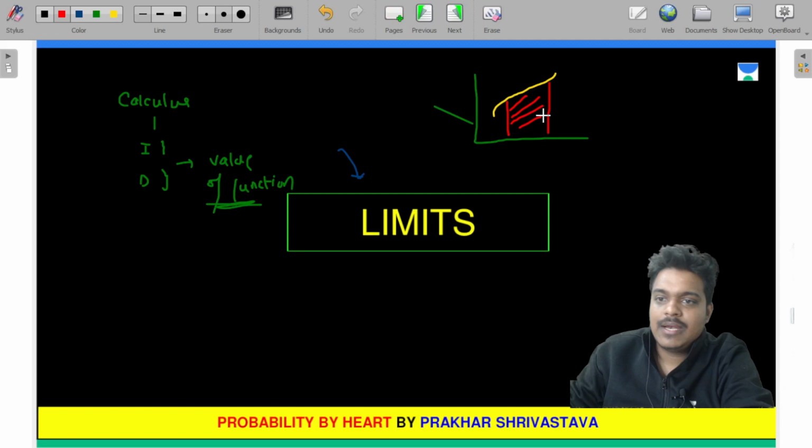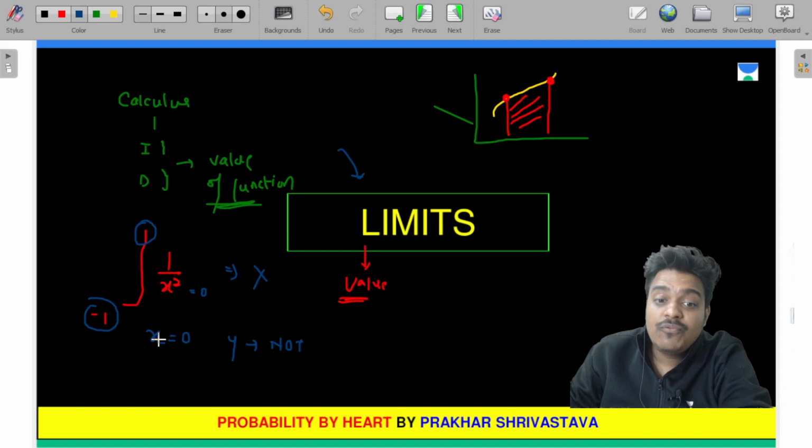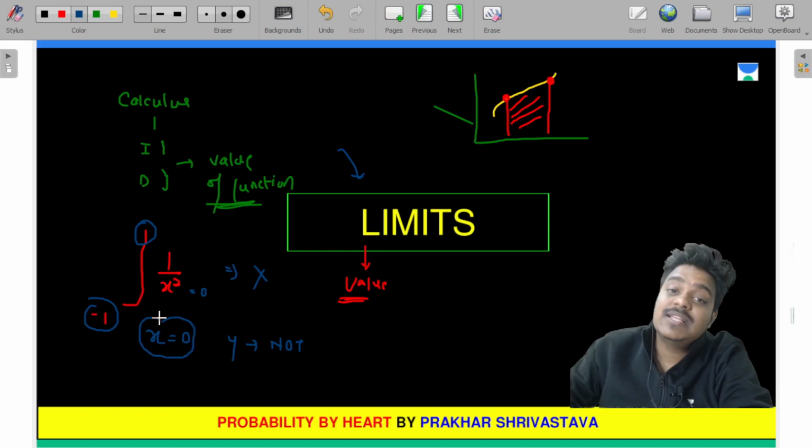Suppose I tell you to integrate 1 upon x square between -1 to 1. Now you will simply apply the formula and integrate it, but that will be wrong. Why? Because in the range -1 to 1, there is a point where x is equal to 0, and when x is equal to 0, the function becomes not defined, so you cannot integrate it. So if you need to integrate or differentiate something, you need to find whether that function exists at that point or not, and that is what we mean by limit. I hope this is clear to you.